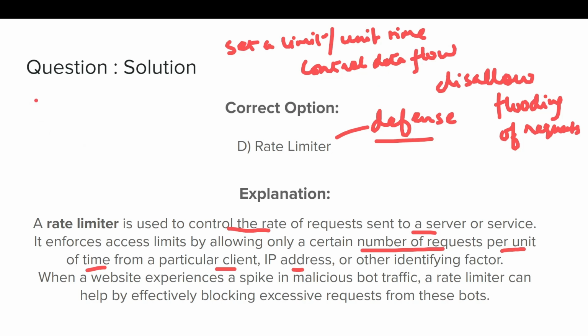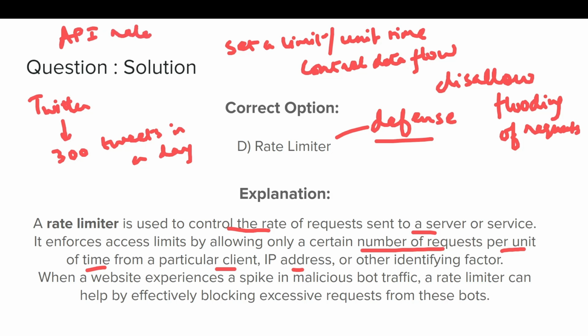A very simple example will be in case of Twitter or X. I'm not sure now, but there was a limit of like 300 tweets in a day. This is the capping that it had, that there should only be 300 tweets in a day. In fact, there is also something called API rate limiting. Whenever you try to use any third-party API, let's say you are trying to integrate OpenAI APIs into your application, there is also a rate limiting factor that per minute you can send only 5 requests or 10 requests and not more than that.